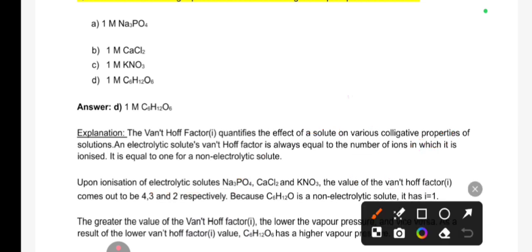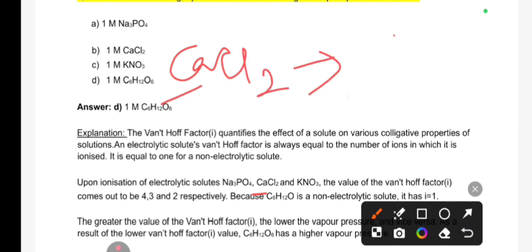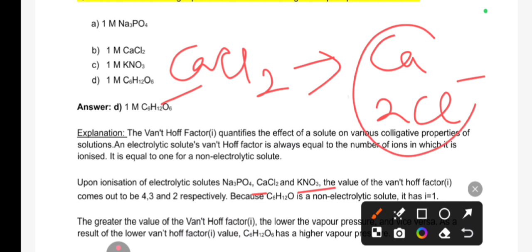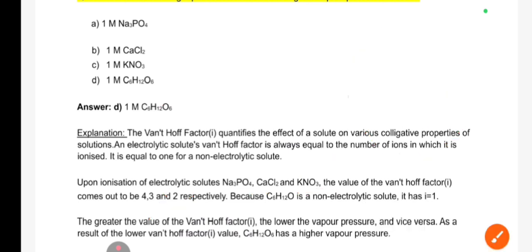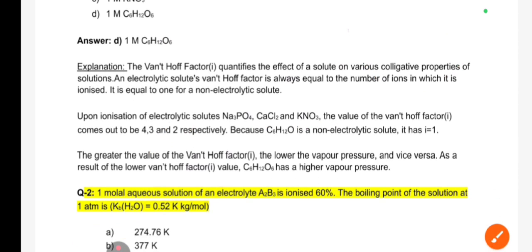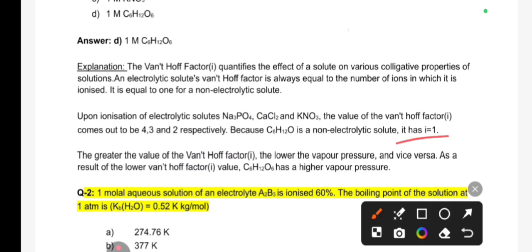In the same way you have to calculate for calcium chloride. How many ions will calcium chloride give? 1 ion of calcium and 2 ions of chloride. Okay. In the same way for potassium nitrate. So here for calcium chloride the value will be 3 and for potassium nitrate the value will be 2. Okay. So you can see that for glucose, the i value is equal to 1.